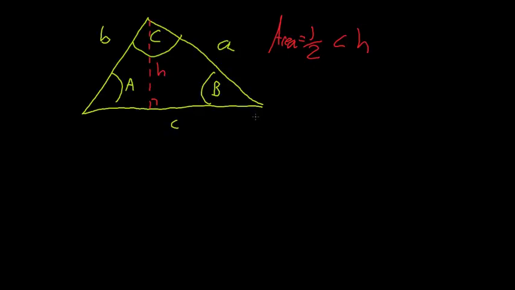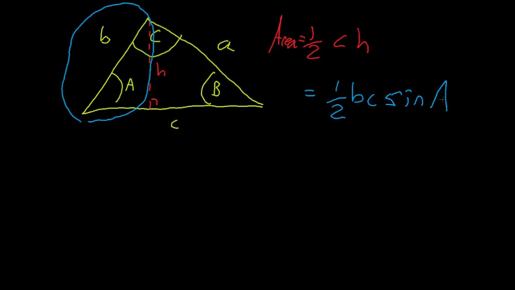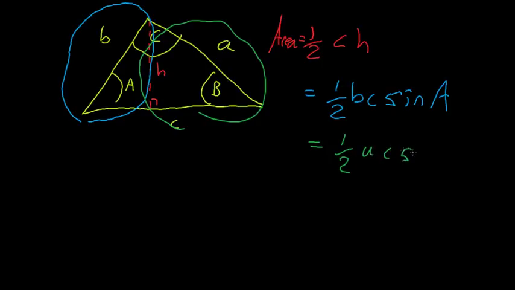Well, let's look at this triangle over here. Right, this right angle triangle. h is b sine a. I just project b onto the vertical. So the area is a half bc sine a. But I could have also used the other triangle on the right. So I could have also said that h was equal to a sine b. So I could have said it is a half ac sine b.